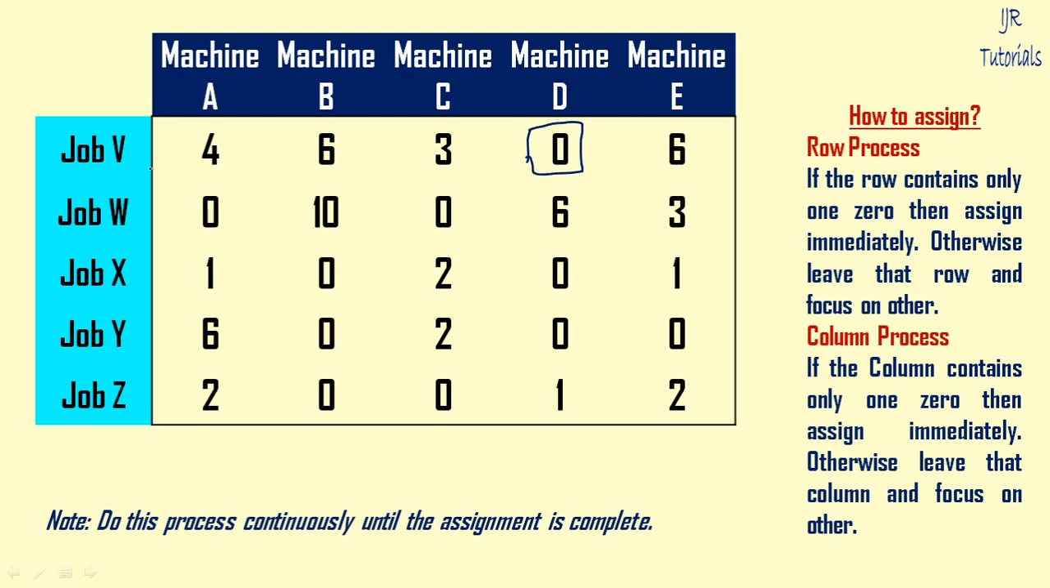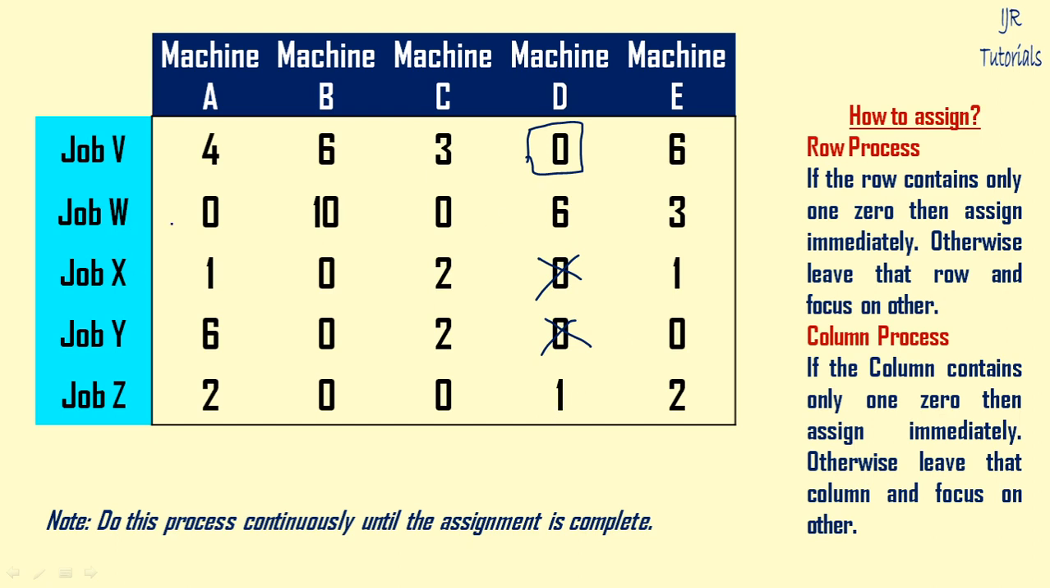So the meaning of this is job V is assigned to machine B, or machine B is attached to job V. The other side of the coin is that machine B is not available to the remaining jobs, that is W, X, Y, Z, and job V is not available to other machines, that is A, C, D and E. So machine B and job V are both attached. The combination is completed. And if you see machine B, there are other zeros. That means machine B is also available to X and Y, but job V is already assigned to machine B. That's the reason we can't assign those zeros to X and Y. So for that purpose, we strike off the two zeros. So the first assignment is completed.